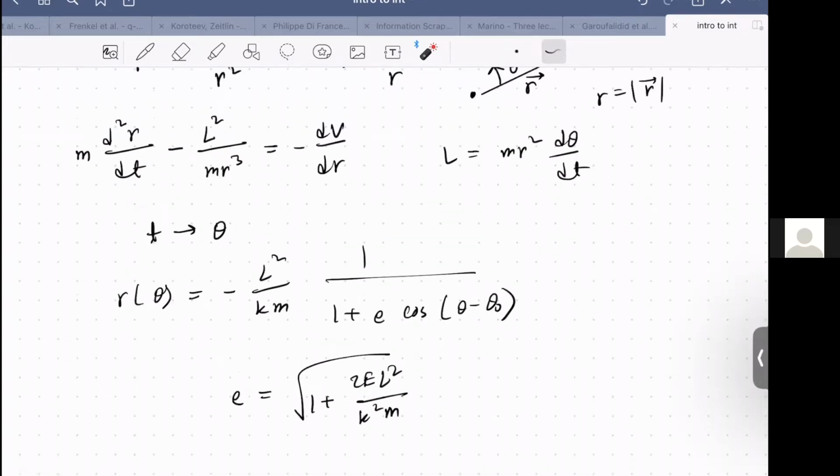Basically, the point is that we can exactly solve this problem. So if you know how two objects are positioned with initial angular momentum at some given time, you can figure out what's going to happen at a later time.